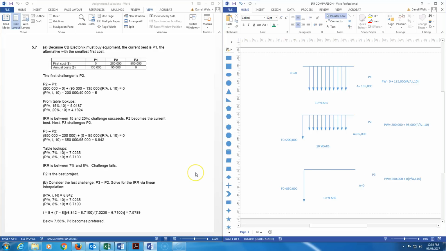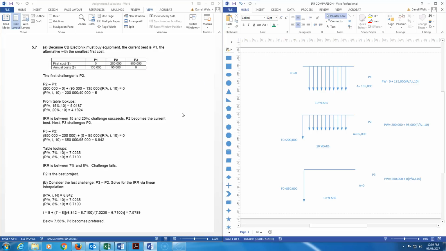Now, the critical thing that we need to do anytime we're doing an incremental rate of return analysis is arrange the projects in terms of their lowest first cost. You can see the table here in the solutions: P1 is the lowest first cost, 0, obviously. P2 is the next highest in first cost, and P3 is the highest in terms of initial cost. You have to do that with every problem that I give you in terms of doing an IRR analysis: arrange the projects from lowest to highest initial first cost.